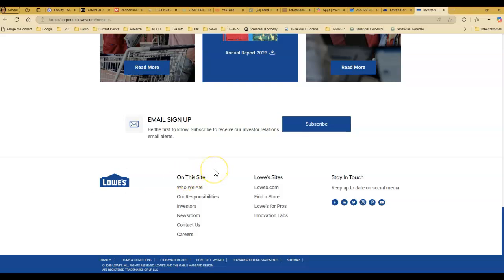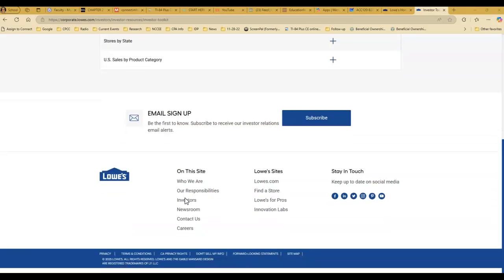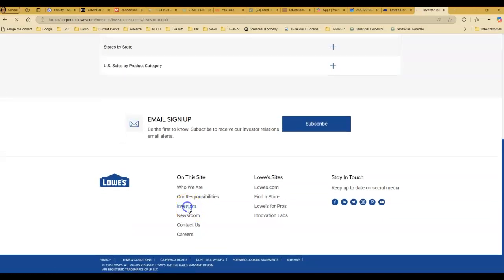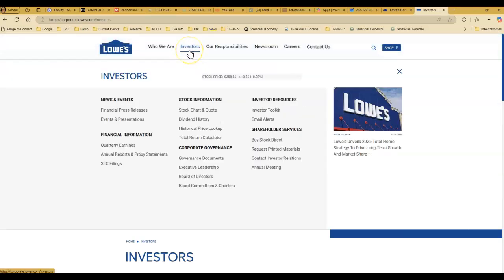Now, hang on, okay, here's all the information here, right? We've got investor conferences, 10Ks and proxies. Just realize that that's from the Securities and Exchange Commission. Latest earnings press releases, 10-year financial information, fact sheets, stores by state, U.S. sales by product category, all that kind of good stuff, okay? So there's all kinds of things out here that you can take a look at. When we come up here, they're constantly moving this around on me. Sorry about that.